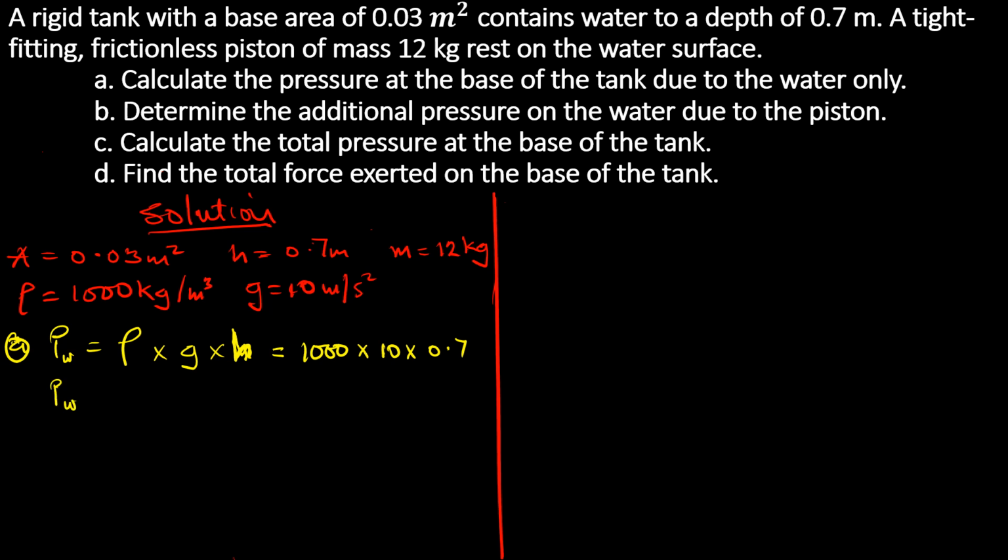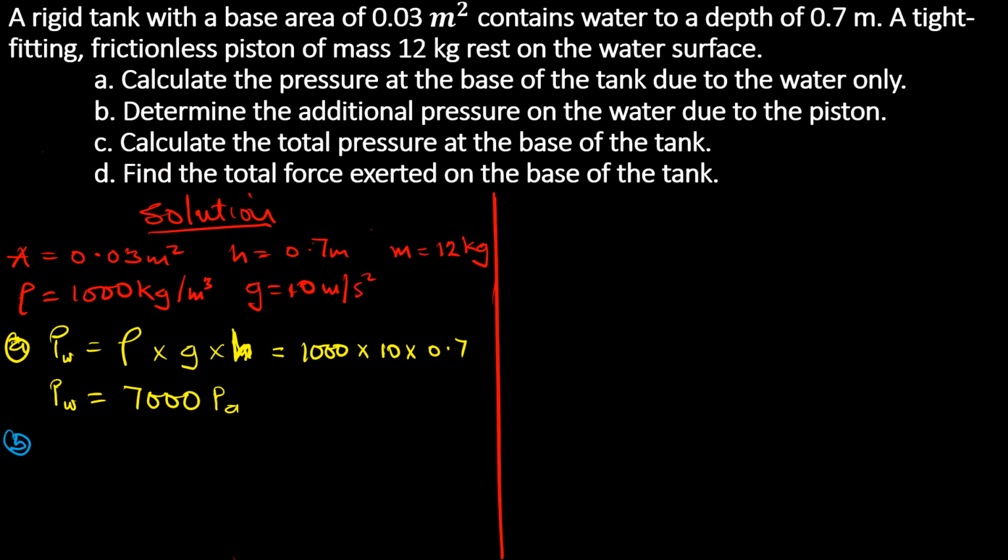So pressure exerted by water will be equal to, by using calculator, 1000 times 10 times 0.7, which gives us 7000 Pascal. Okay, let's move on to B.